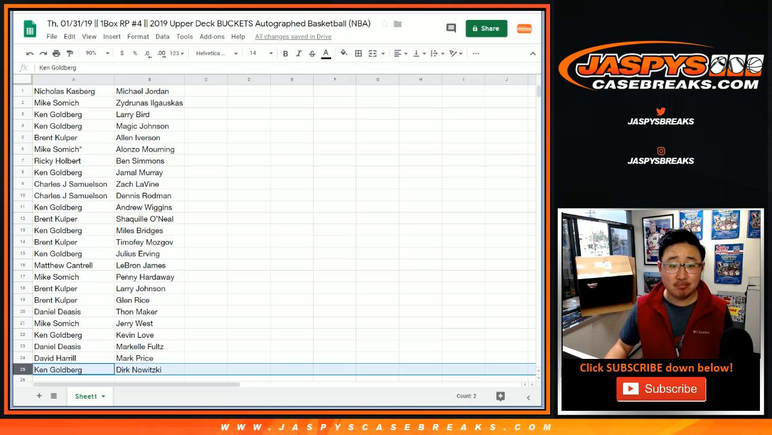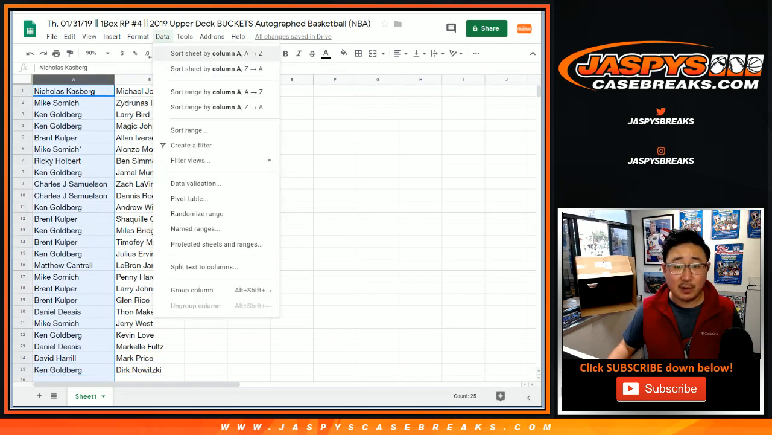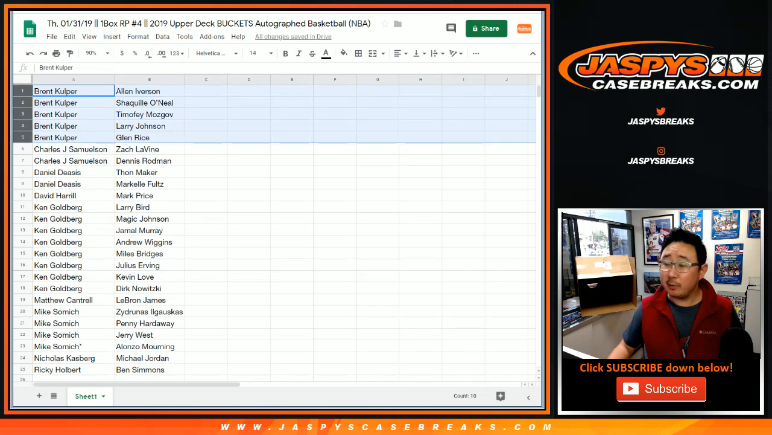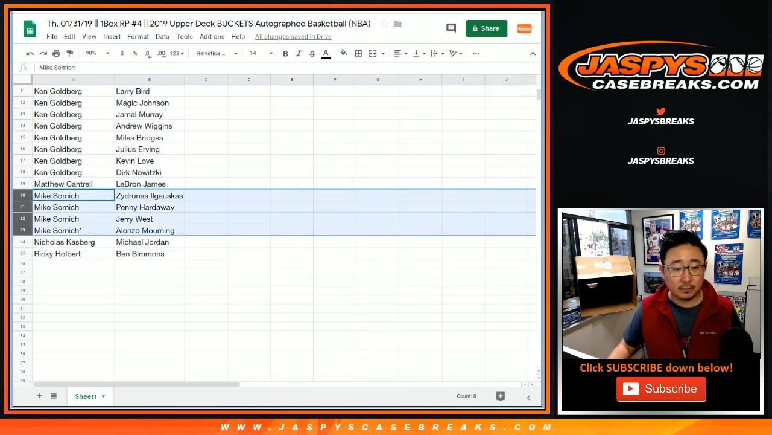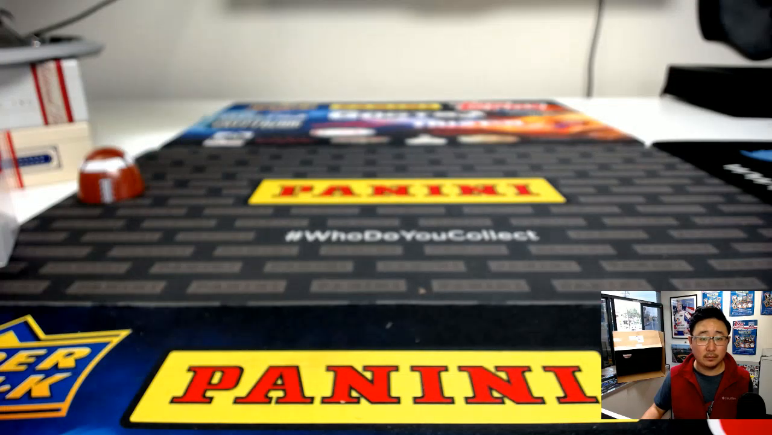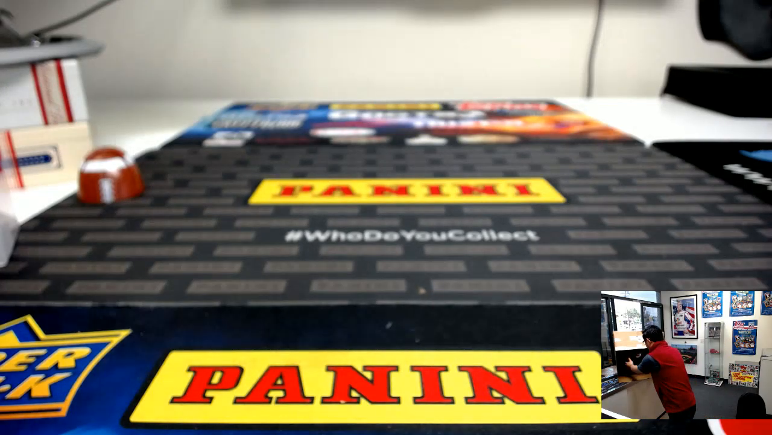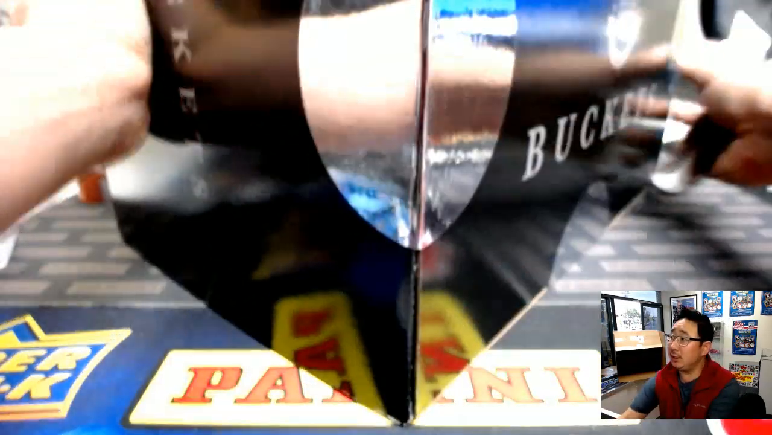Any trades? Just one box left from this case. Let's alphabetize by your names first so you can see your players again. All right, looks like no trades. Trade window closed. Last box. Good luck.